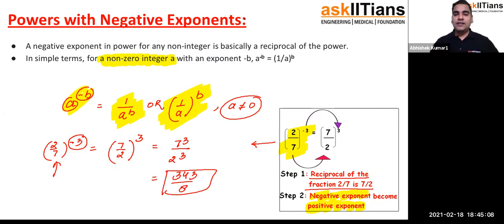So what are we trying to say here? We are trying to say that whenever you come across an exponential form in which you have a negative exponent, or you can say a negative power, if you want to convert that negative exponent into a positive exponent, all you have to do is take the reciprocal of the term which is in the base. If you take the reciprocal, the power is going to become positive. That's it. Understood?